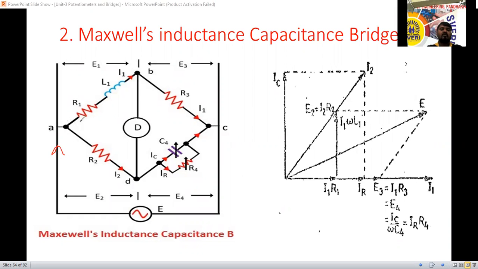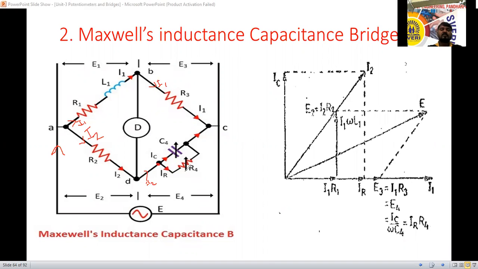Here the current I1 will flow, and here also the current I1 will flow. I1 only, but the current I2 will flow here, and here also I2 will flow. This I2 will split into two parts here now. At this point, one part, the current flowing through the capacitor, we will call IC.